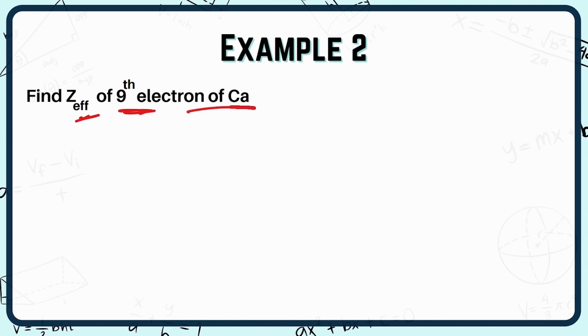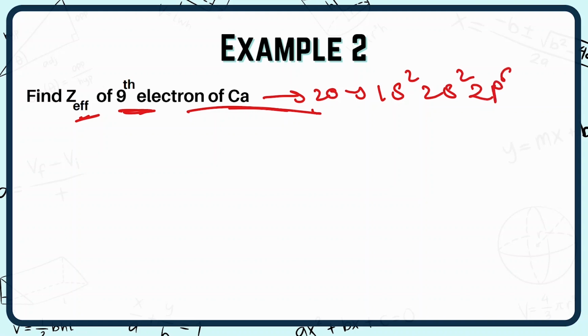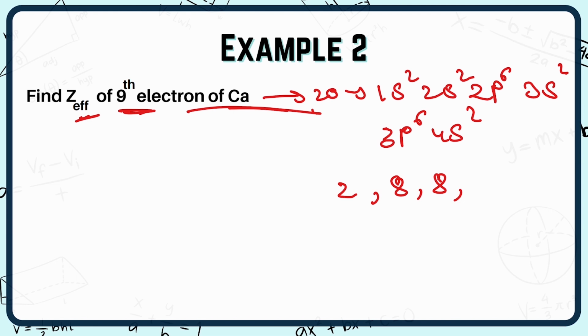Okay, find the Z effective of the 9th electron of calcium. Okay, so calcium's atomic number is what? It is 20. So it becomes 1s2, 2s2, 2p6, 3s2. I hope you guys know this. 3p6 and 4s2. Yes. So first shell has how many? 2 electrons. Second has how many? 8 electrons. Third has 8 electrons, and fourth has 2 electrons. We have to find the Z effective of the 9th electron. Now obviously the 9th electron will be in this particular second shell.